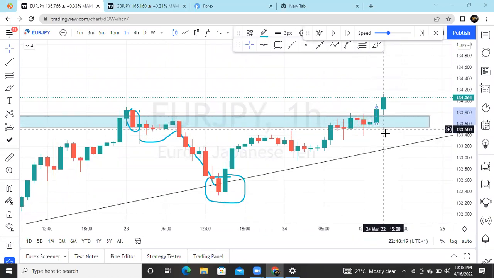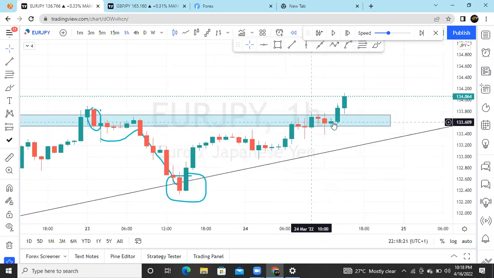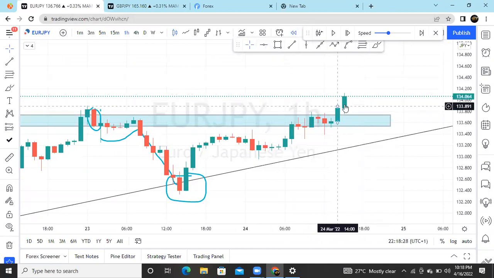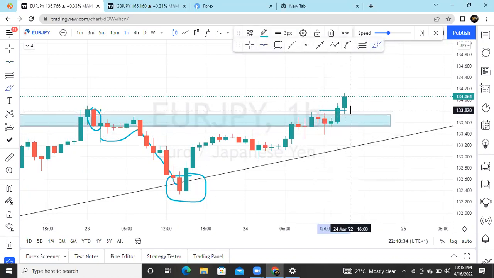So now this is not the end, it's not the win. It's not a signal for you to enter for a buy. Although some reckless traders do enter for a buy once it breaks, they enter with a small lot size, something that they can risk. But for me, this is what I like to wait for. I like to wait for the market to make this move.